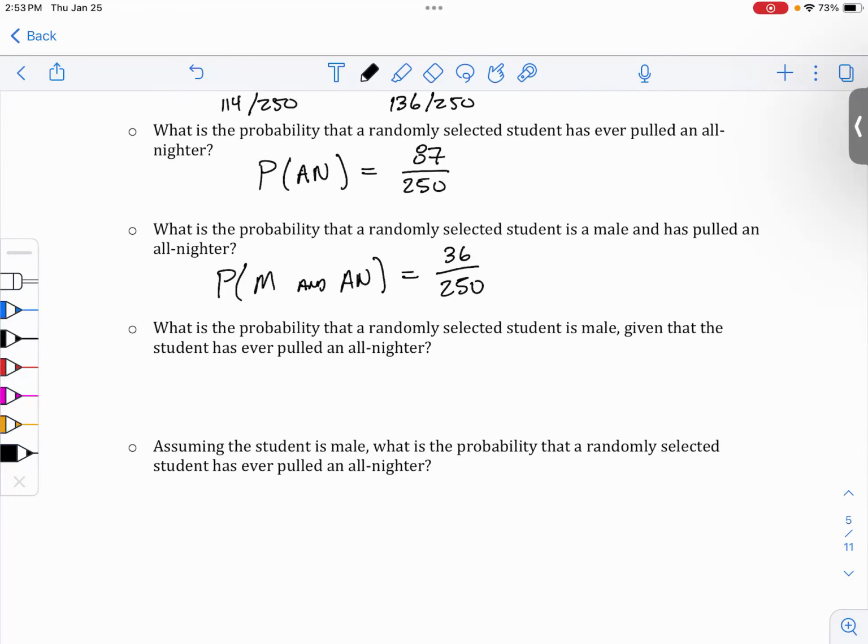All right, now here's the adjustment. What is the probability that a randomly selected student is male, given that the student has ever pulled an all-nighter? Now we're looking at that conditional probability notation. I know it's a conditional probability because this one straight out says given. We need to make sure we're doing our notation correctly. Remember, the given piece is second. So probability of male given all-nighter.